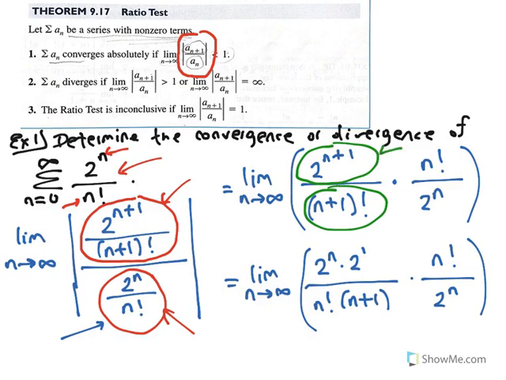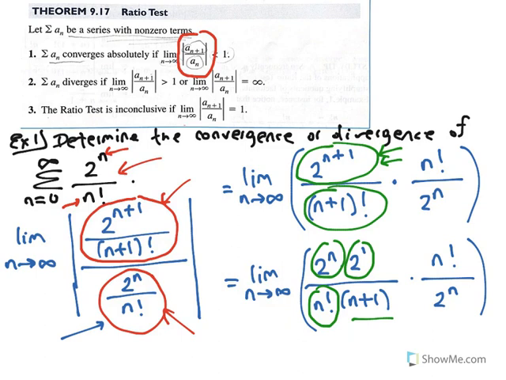So 2 to the n plus 1 can be written as 2 to the n times 2 to the first. You have a product of two powers with the same base, so you can add the exponents. And n plus 1 factorial is 1 times 2 times 3 times all the way to n times n plus 1. But all the way to n would be just n factorial, and you have one extra factor in n plus 1 factorial, and that would be the factor n plus 1. So n plus 1 factorial is n factorial times an extra factor n plus 1.